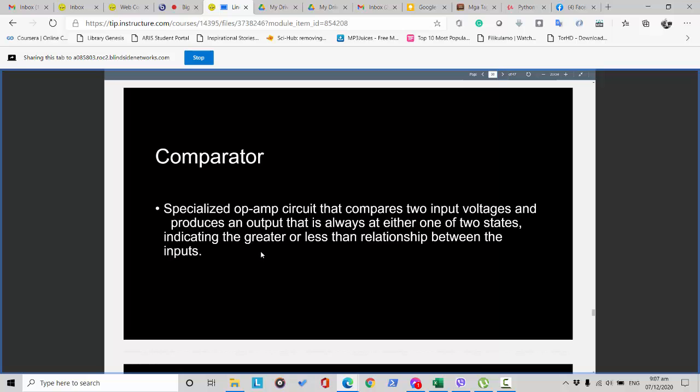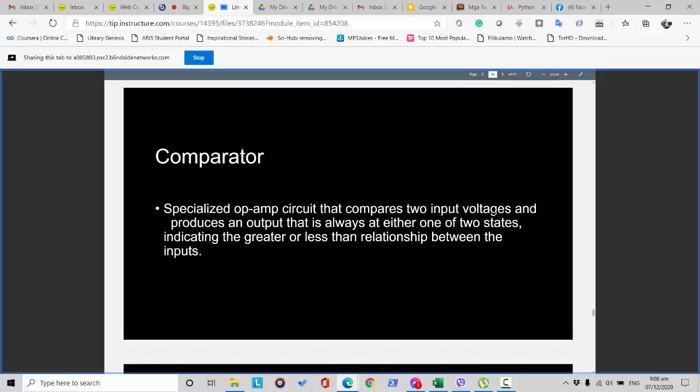Basically, it compares the two inputs that are applied to this amplifier, and of course it should produce an output. The output value of the comparator indicates which of the inputs is greater or lesser. So if we have two inputs, the comparator will determine which is greater or lesser. We have to take note that the comparator falls under the nonlinear applications of integrated circuits.